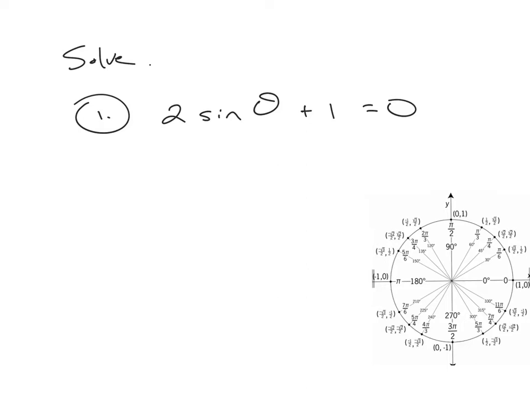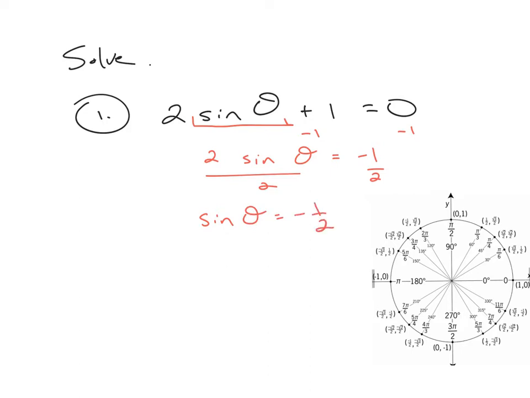Here we go. So we began to talk about this in class when we're solving a trig equation. The first thing is let's figure out how many trig identities or trig expressions we have in one problem. In this one, we only have one sine theta. So we're going to isolate that. So we're going to subtract 1 from both sides and divide both sides by 2 to get that sine theta equals -1/2.